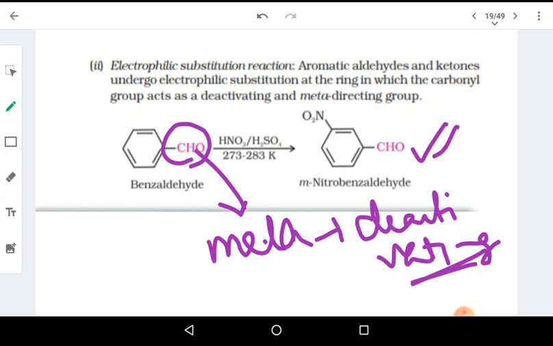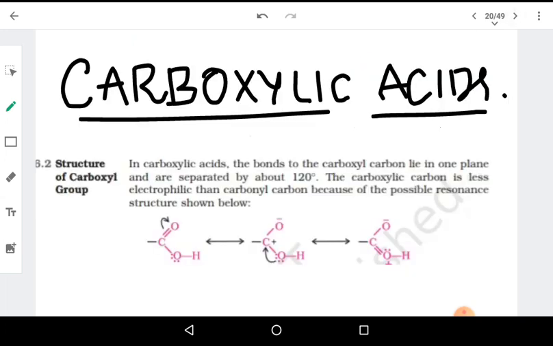Now, it does not undergo Friedel-Crafts reaction. You have to find out the reason. Comment below what is the reason why electrophilic substitution reaction is not given by aldehyde. Friedel-Crafts alkylation and acylation is not given by aldehydes and ketones. What is the reason? You have to comment below. Try it, find it out and comment below.